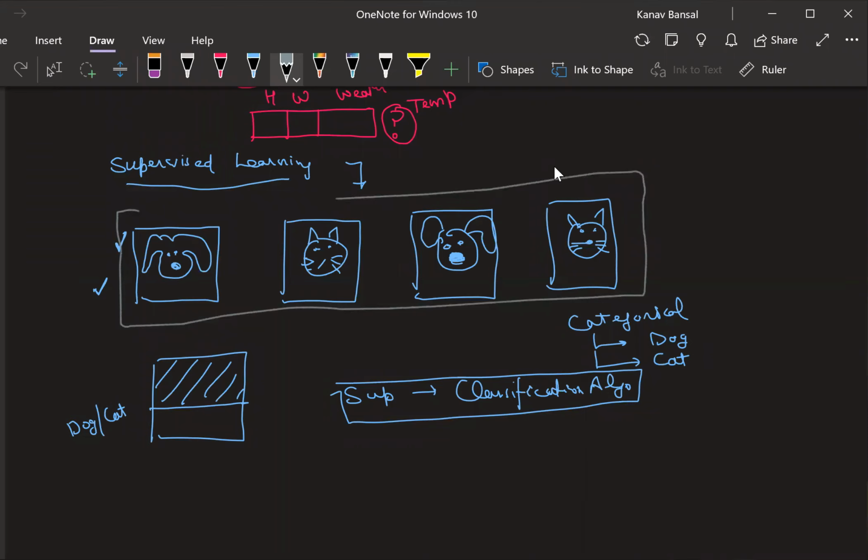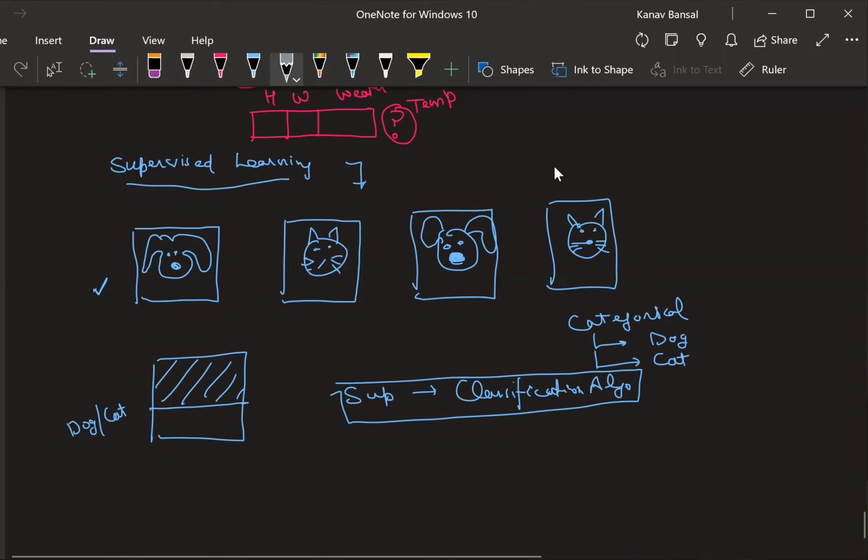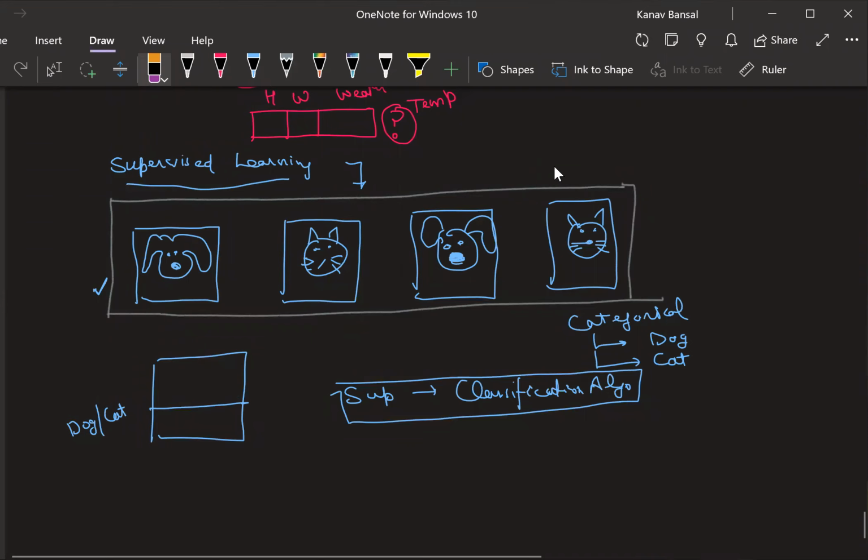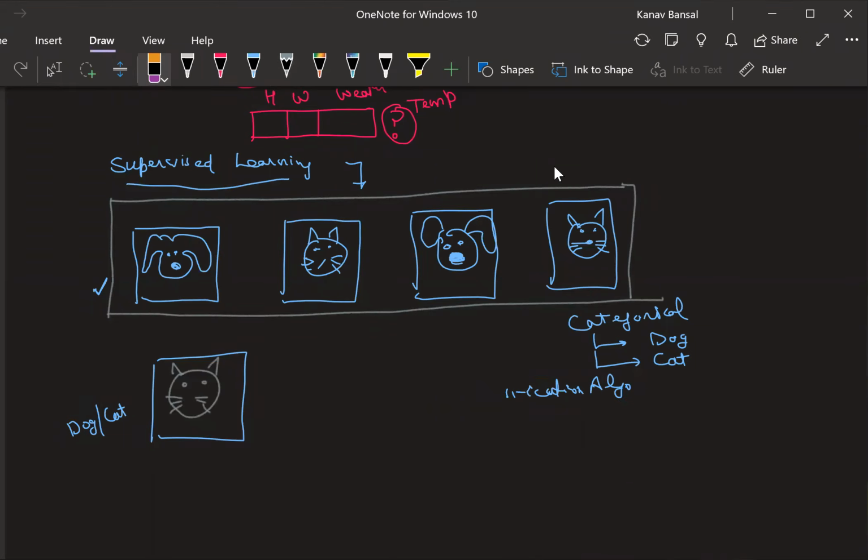let's say you are an alien from some other planet. You have never seen a cat, you have never seen a dog. I give you this data, and in future I also give you one more data point. Let me try to draw that data point here. Let's say that data point looks like this. Now, what can you do about this data?